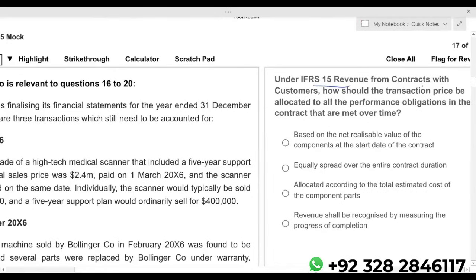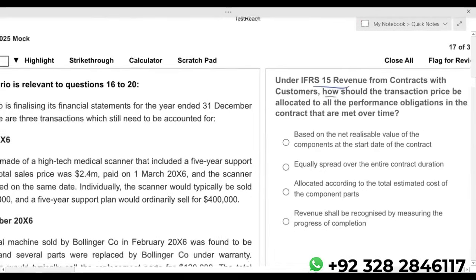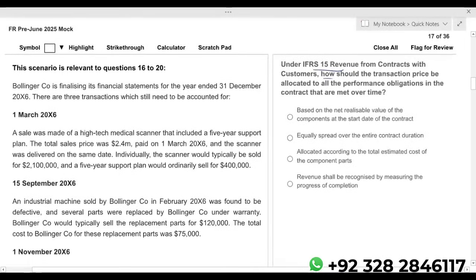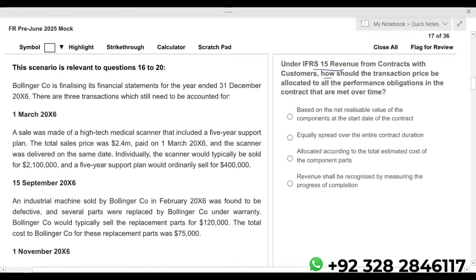Under IFRS 15, revenue from contracts with customer, how should the transaction price be allocated to all the performance obligations in a contract that are met over time? How to allocate the transaction price? Logically, transaction price should be allocated on the basis of standalone selling prices.